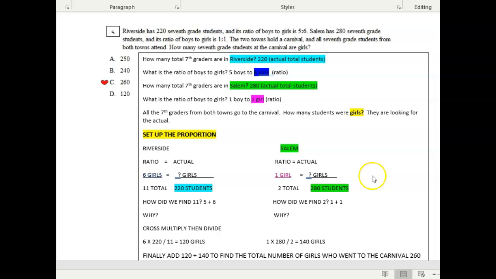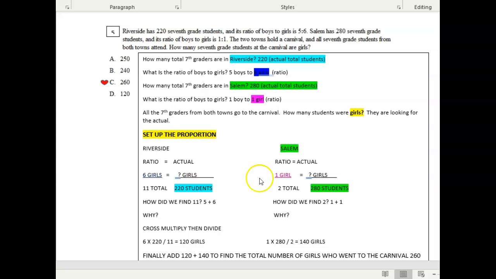Let's check out Objective 17, example number 5. This is going to be our final example for Objective 17: solving real-world problems, multi-step, involving ratios. We're going to use our proportional reasoning to find out how many students that were females attended this carnival.